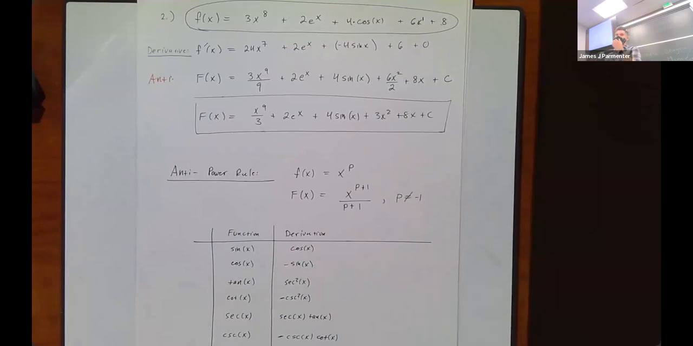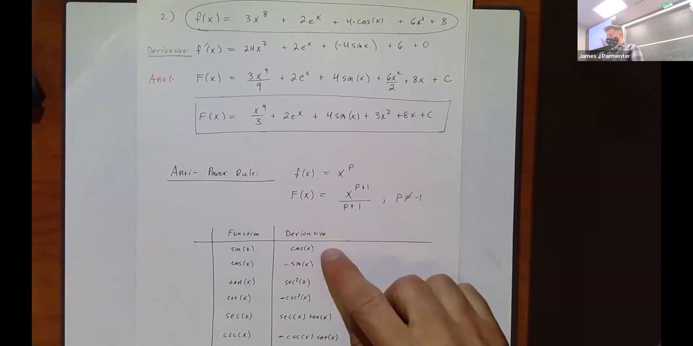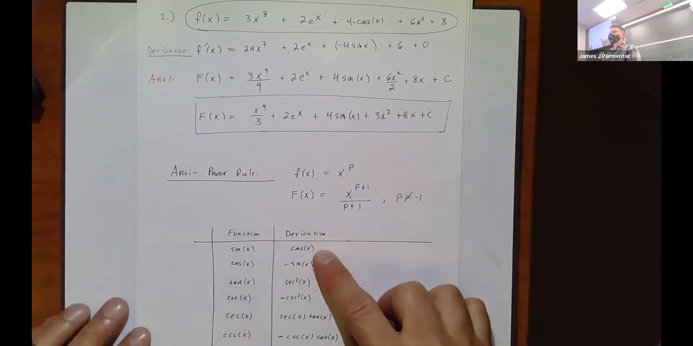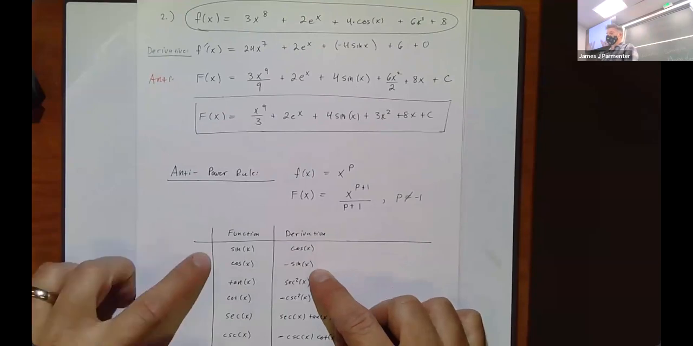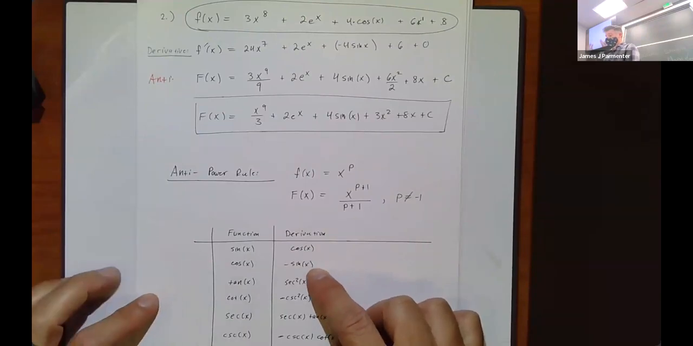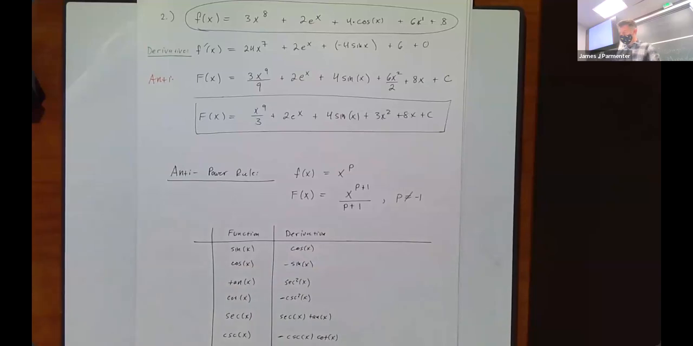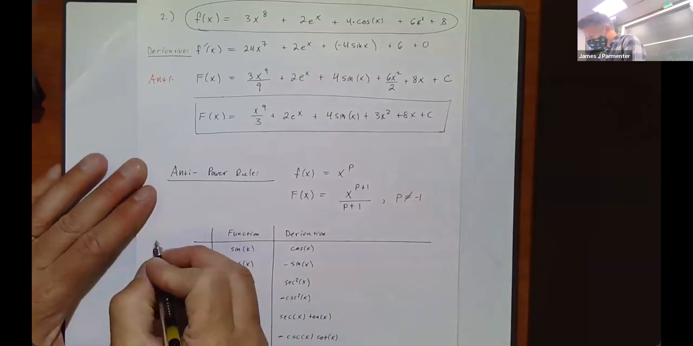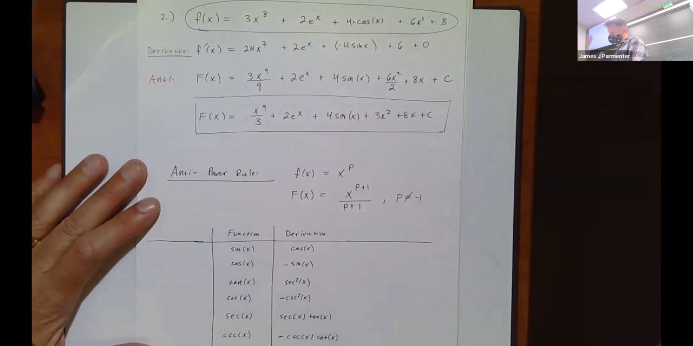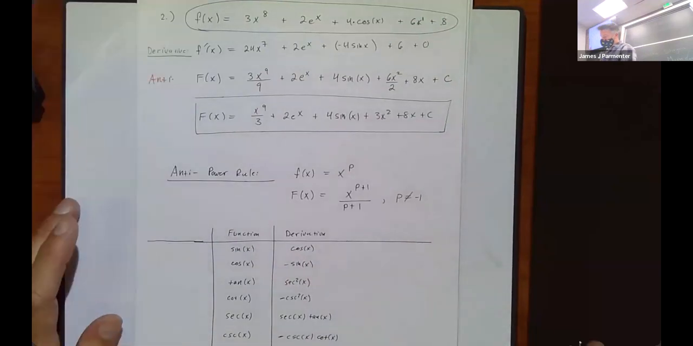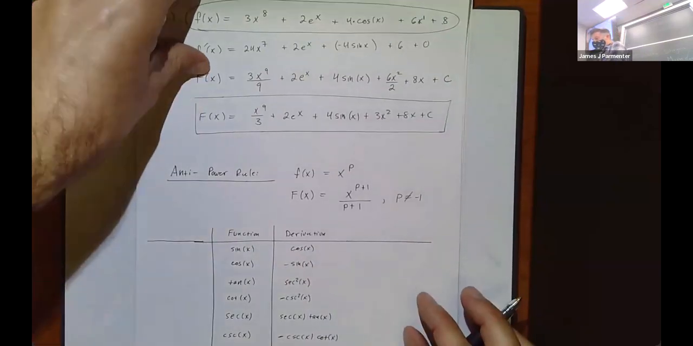So now here's the thing. You also now have a list of antiderivatives. If you know a list of derivatives, you know a list of antiderivatives. The antiderivative of cosine is sine. The antiderivative of negative sine is positive cosine, or the antiderivative of sine is negative cosine. In fact, let's just write the, no, that's a bad way to do that, James. I want to make it easy, but I can't, so I'm going to have to make another list.